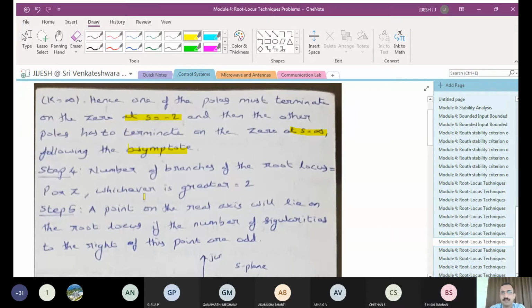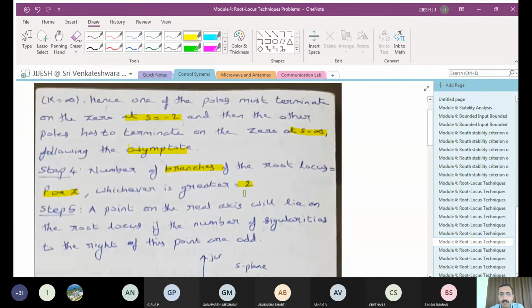Whichever is greater. Two, sir. Two has to be there. So the number of branches of the root locus is the number of poles or zeros, whichever is greater. Here we have 2 is greater than 1, so we can say that the number of branches has to be 2.